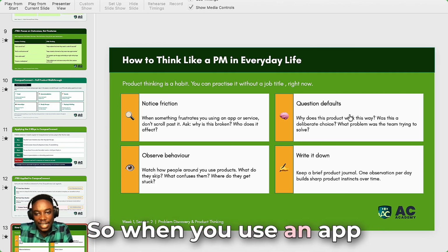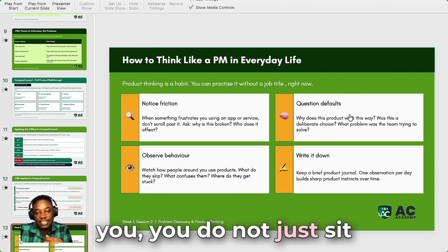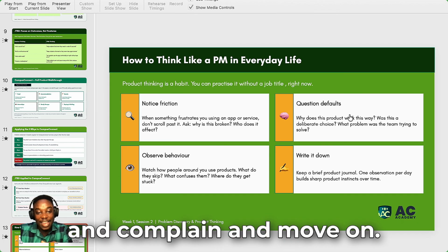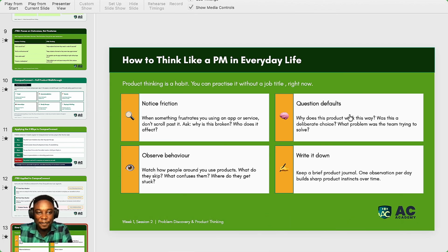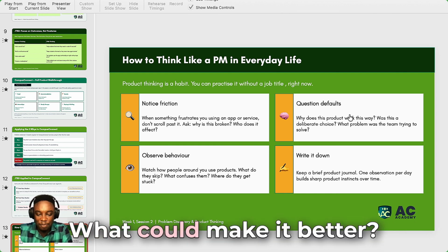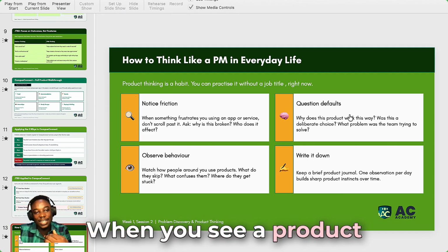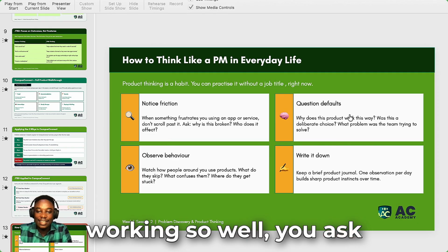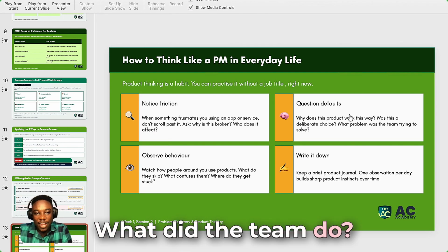So when you use an app and something frustrates you, you do not just sit and complain and move on. You ask, why is this frustrating? Who else may be affected? What could make it better? That is how to think like a product manager. When you see a product working so well, you ask, why does this feel so easy to use? What did the team do right?